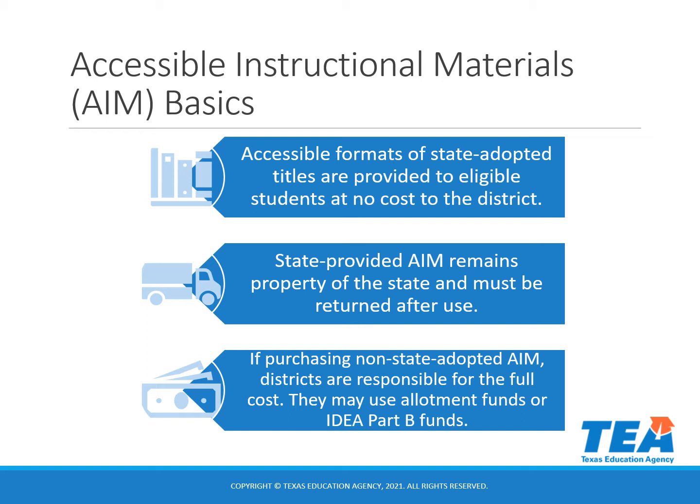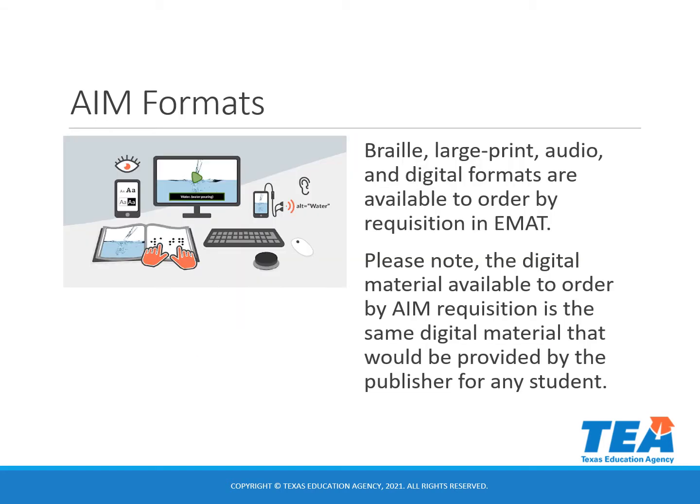If you're purchasing non-state adopted AIM, districts are responsible for the full cost, and they may use allotment funds or IDEA Part B funds to pay for it. Braille, large print, audio, and digital formats are available to order by requisition in EMAT. I do want to note that the digital version you would receive from placing an AIM requisition is the same digital material the rest of the class would have. It's not any different. So if you already have the digital version that you purchased from the publisher, it is accessible.